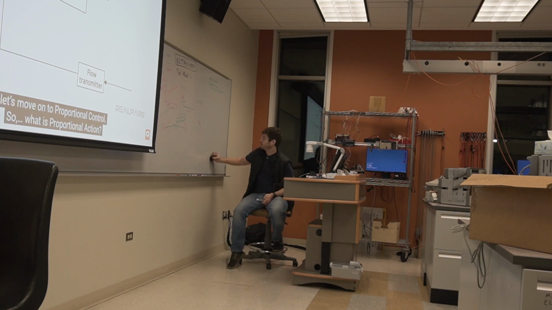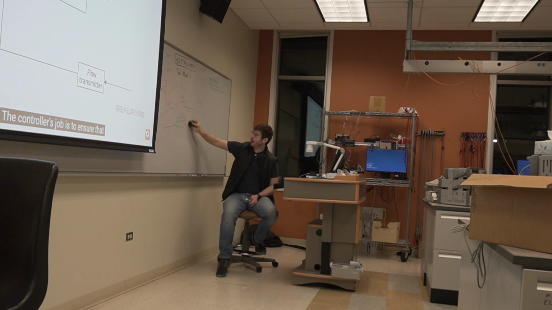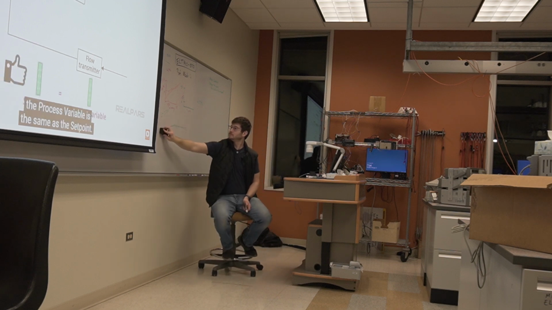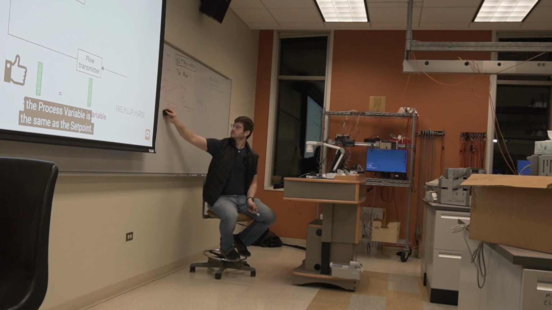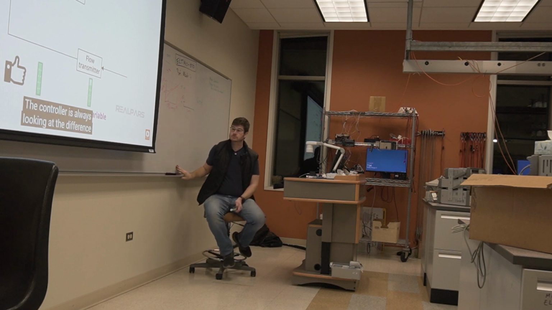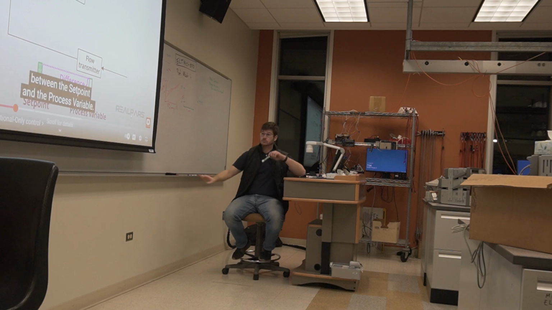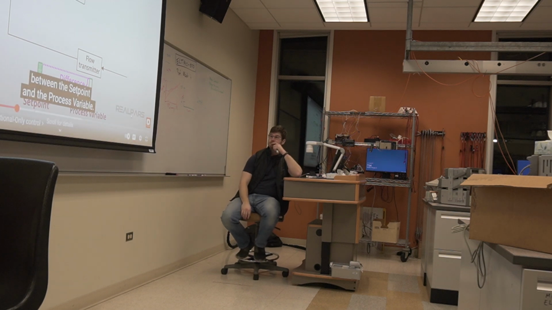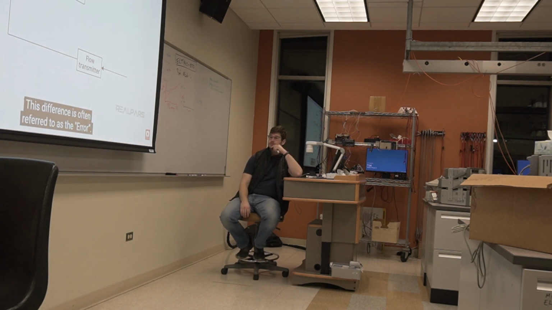So what is proportional action? The controller's job is to ensure that the process variable is the same as the set point. The controller is always looking at the difference between the set point and the process variable. This difference is often referred to as the error. Proportional action is an amplification of the error. This proportional amplification has no units and often is referred to as gain. This amplified result is added to the current controller output.